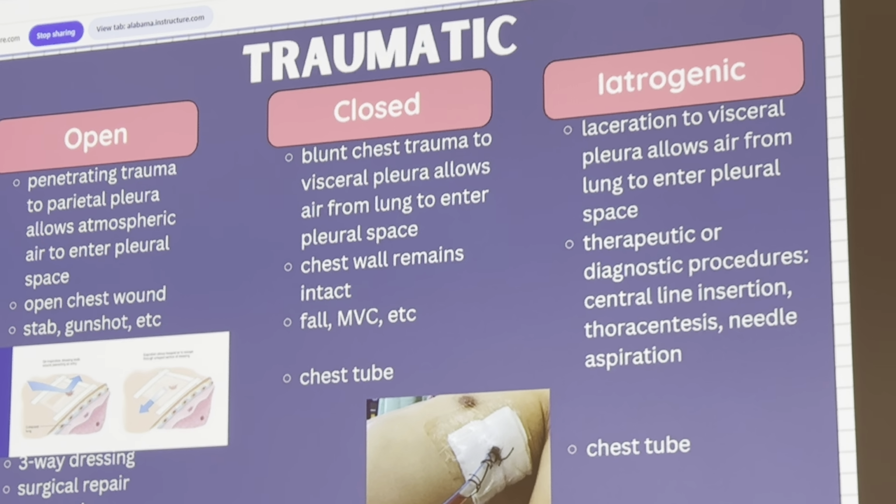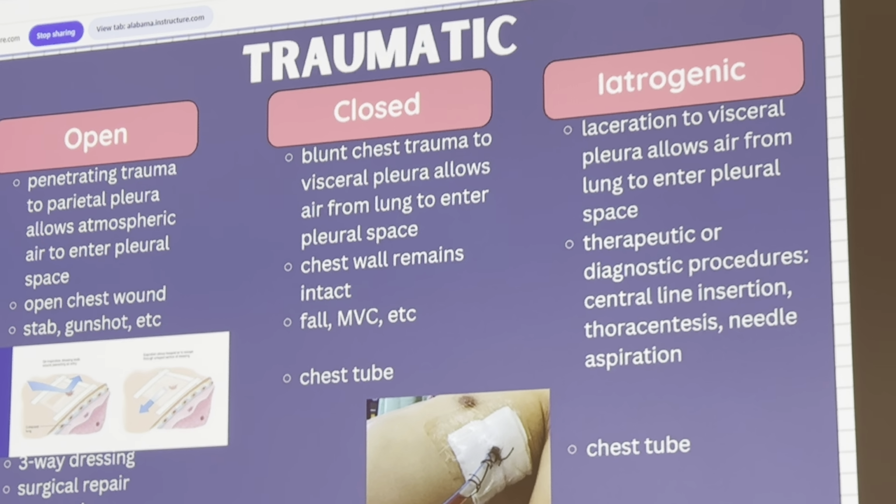Initial treatment is going to be that 3-sided dressing if I have an open wound. If I don't have an open wound, our next step is going to be a chest tube. That's a 3-sided dressing. Don't cover all 4 sides, because it's not allowing that air to escape like it should. And then like I said, the last thing is going to be that chest tube insertion.